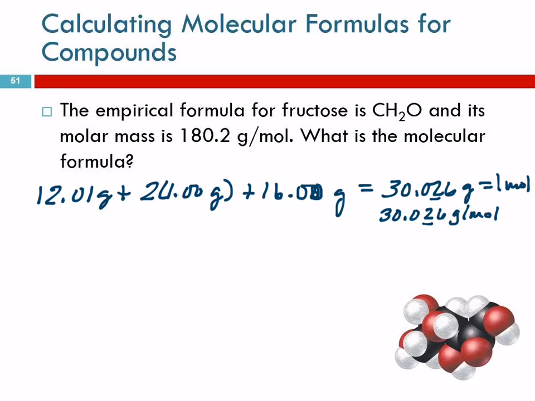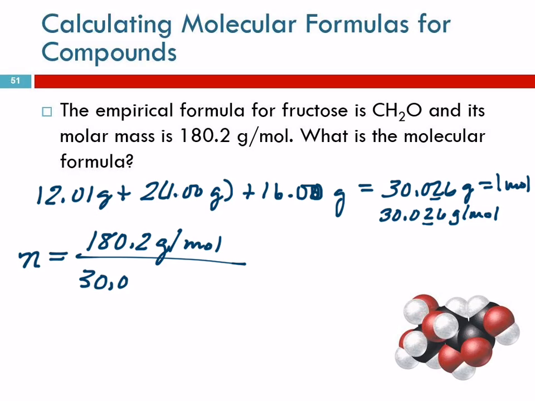So we're looking for n, that multiple number. So we're going to take the molar mass of the actual compound, and we're going to divide by the mass of the empirical formula. The units go away. So we have 180.2 divided by 30.026. And this comes out to be 6.00. That means that there are 6 of these in the actual molecule.